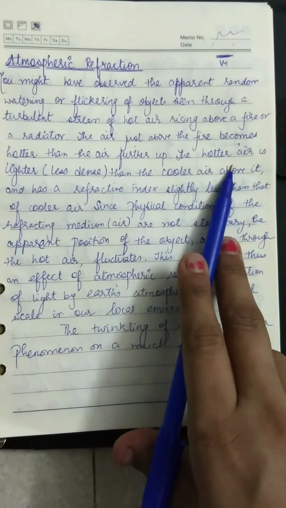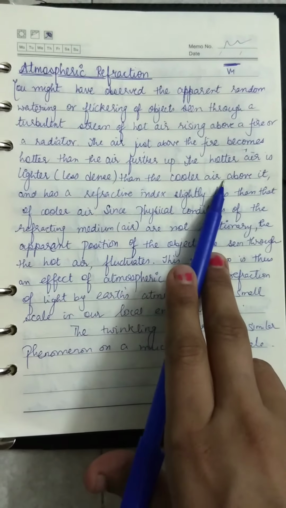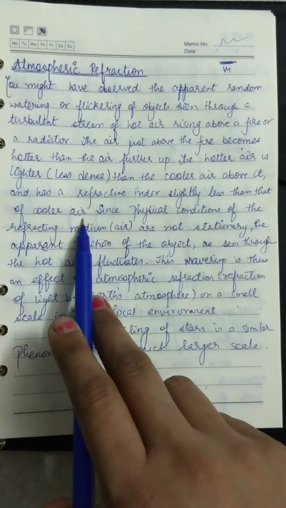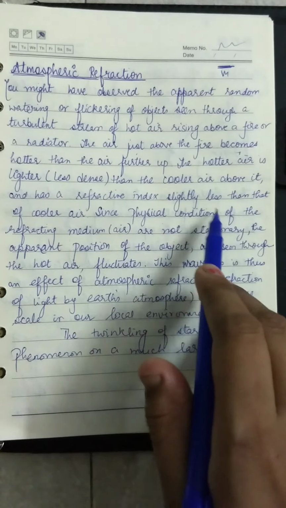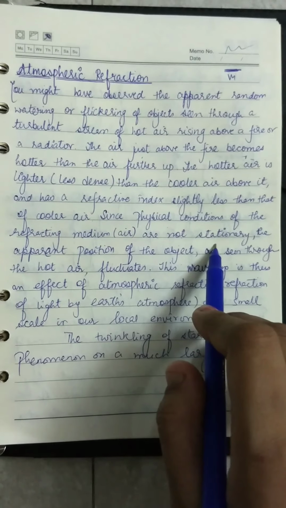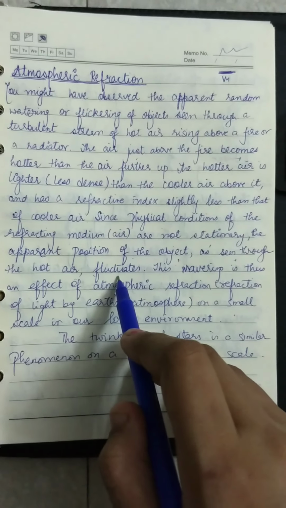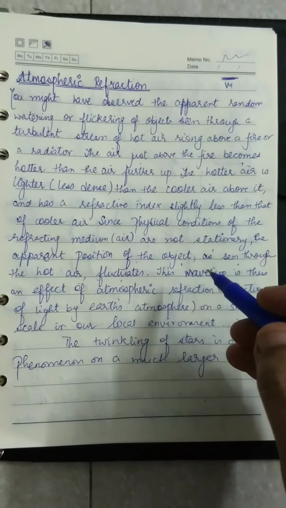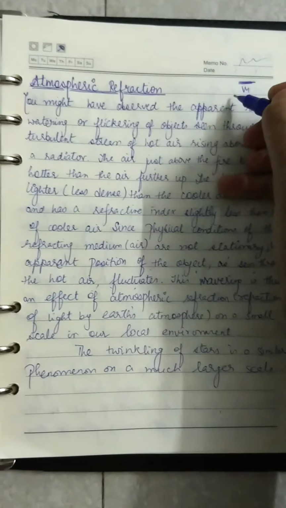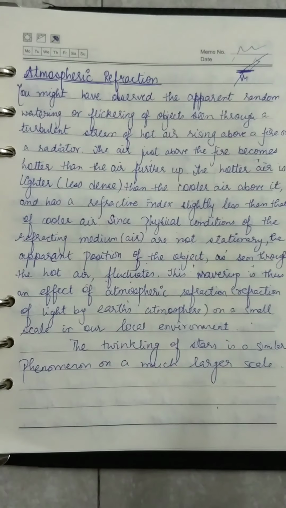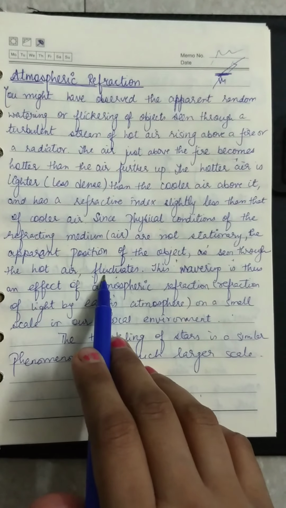So, the hotter air is lighter than the cooler air and has a refractive index slightly less than that of cooler air. Since physical conditions of the refracting medium are not stationary, the apparent position of the object as seen through the hot air fluctuates. So, the refractive index is not the same. The light rays will pass and they will refract at different angles. Therefore, it is seen as fluctuating to us.